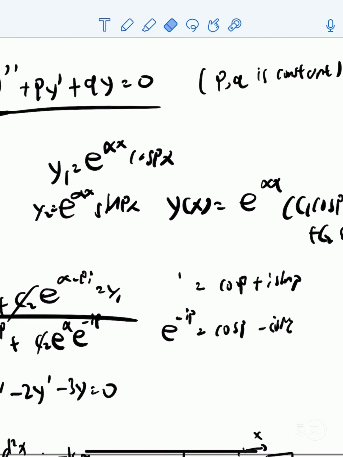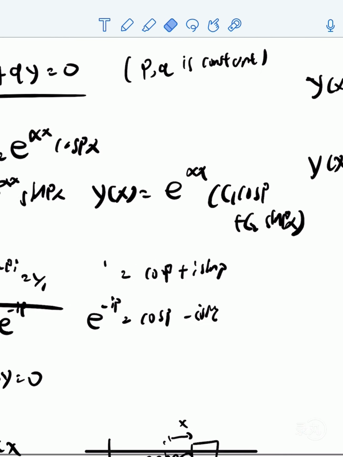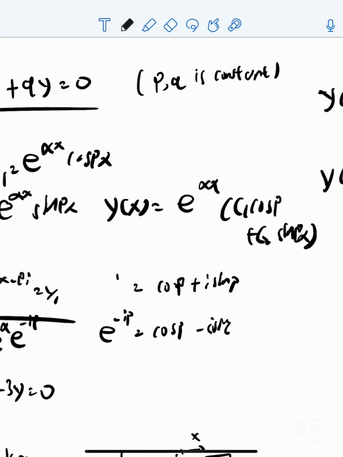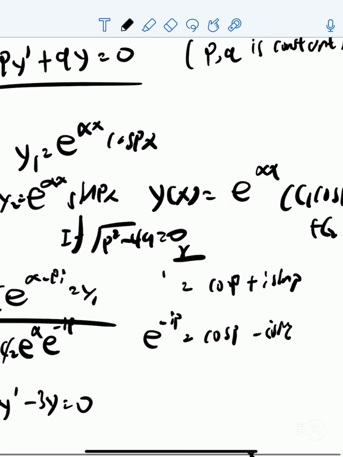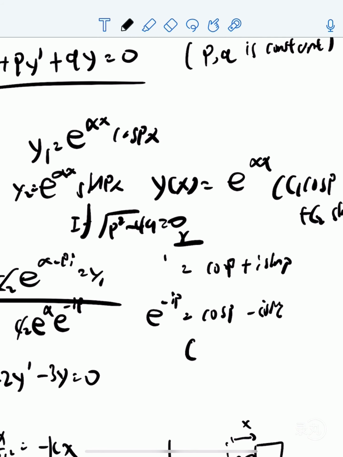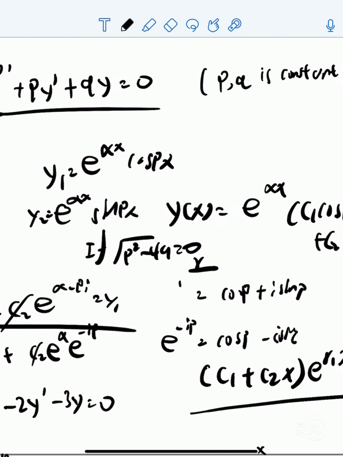And for the quadratic equation over here, if p squared minus 4q is equal to 0, we only have one r now. So the mathematician came up with a solution of the form (c1 plus c2 x) e^(r1 x), which also satisfies this equation above. And if you plug it in, you can see that.